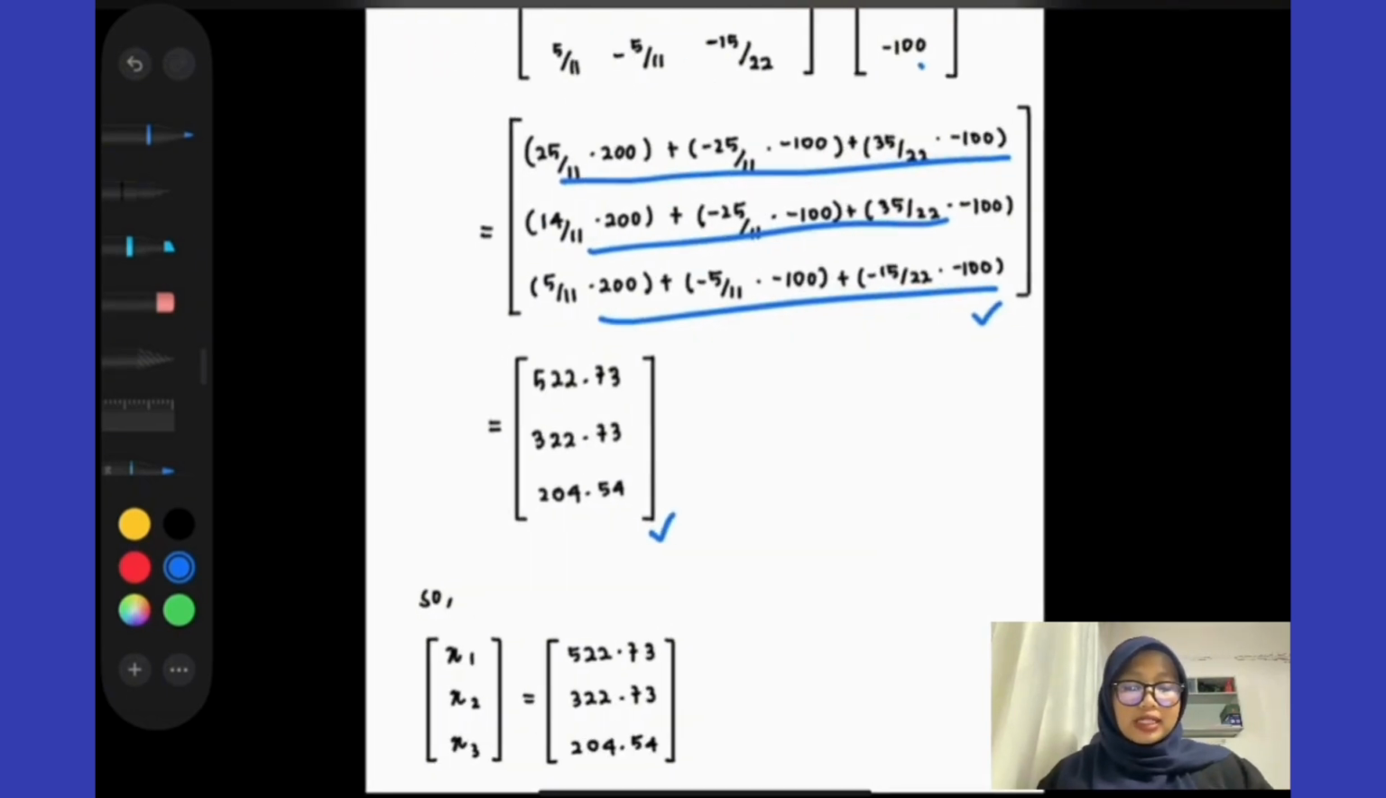So the final answer is x1 equal to 522.73, x2 equal to 322.73, x3 equal to 204.54.